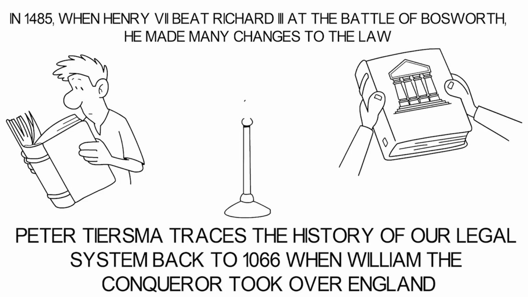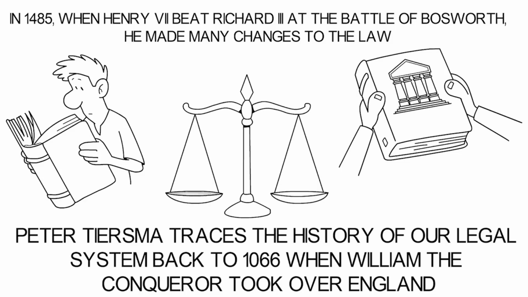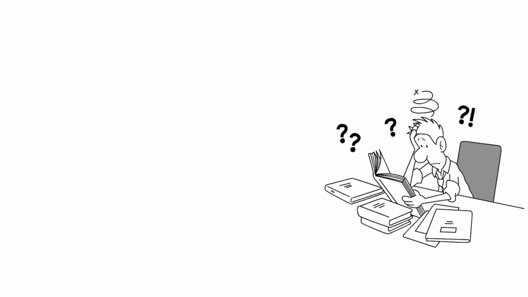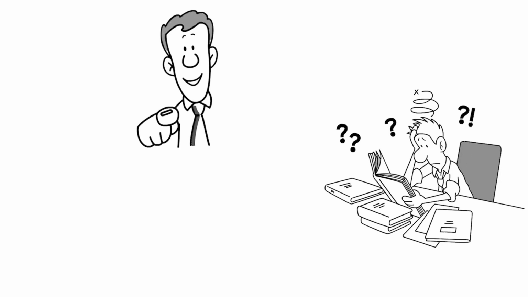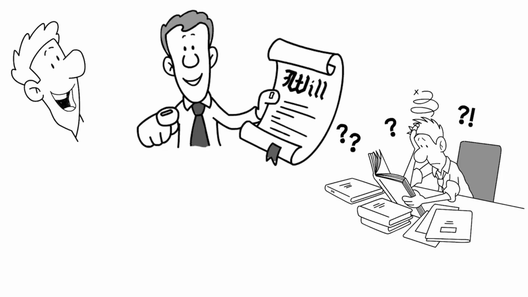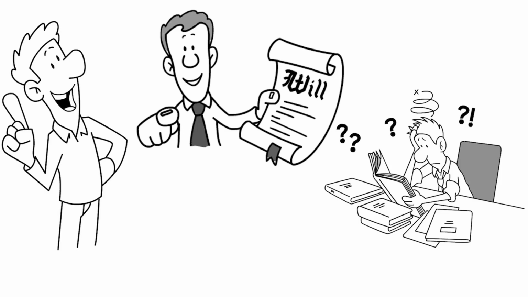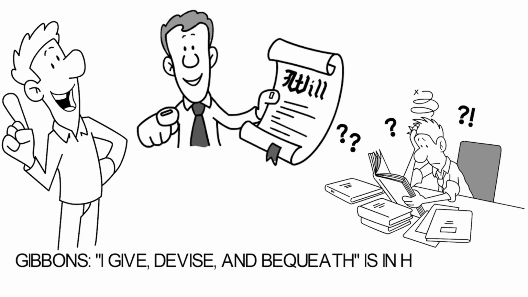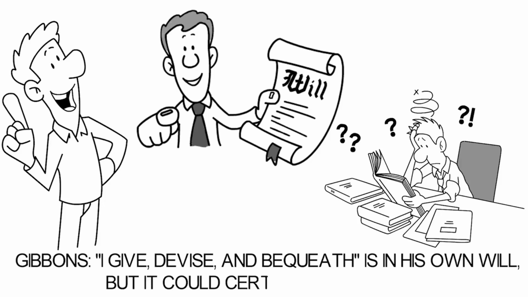Legal structures and phrases like habeas corpus and mens rea are some of the common examples of the legal language used today. One cynical explanation is that the legal field wants the language to stay complicated and hard for regular people to understand. On the other hand, specialized words and the way they are used allow for the precision needed in a legal setting. He says that the modern will needs names, addresses, and a level of detail that wasn't there in the old will. Gibbons, "I give, devise, and bequeath" is in his own will, but it could certainly be changed.